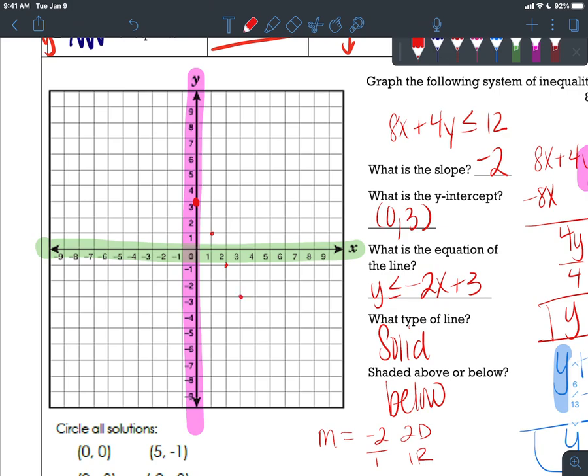I'm going to continue that pattern all the way down until I run out of graph. Then I'm going to go back to that original point on my y-axis, and I'm going to do the complete opposite. 2 up, 1 to the left. All right, so now I have that. Now I'm going to look at my inequality symbol. I see that it has the extra line here. So that means that this guy is going to be solid.